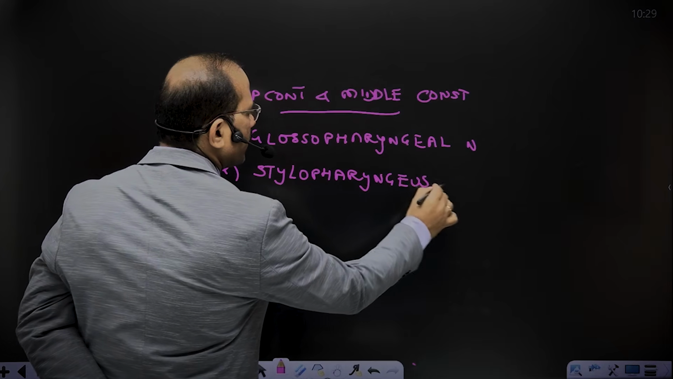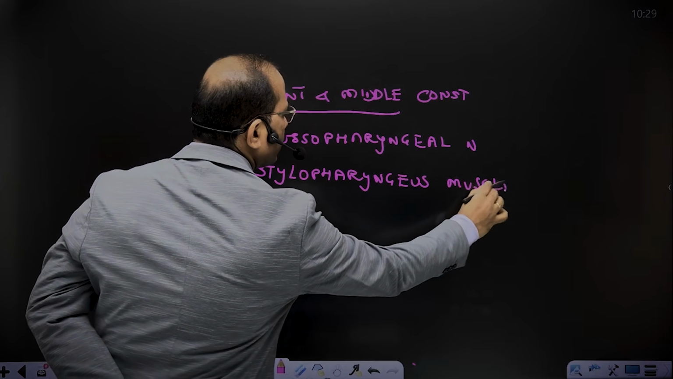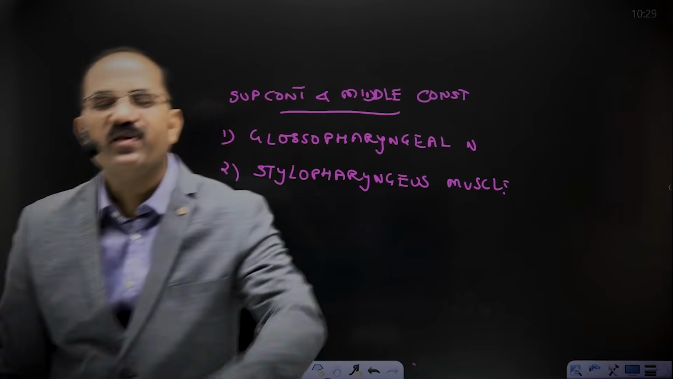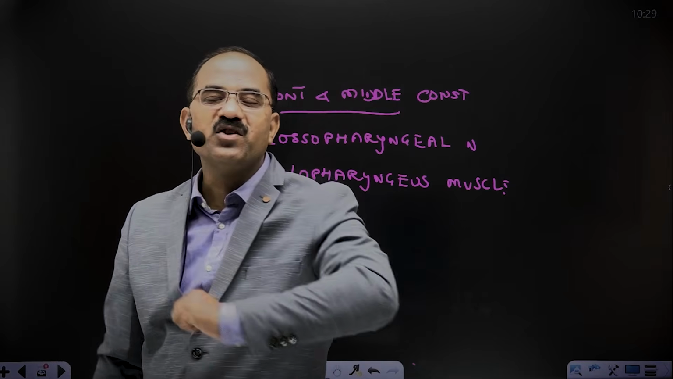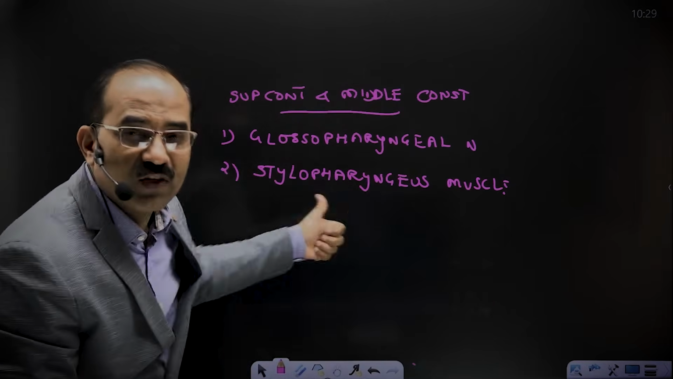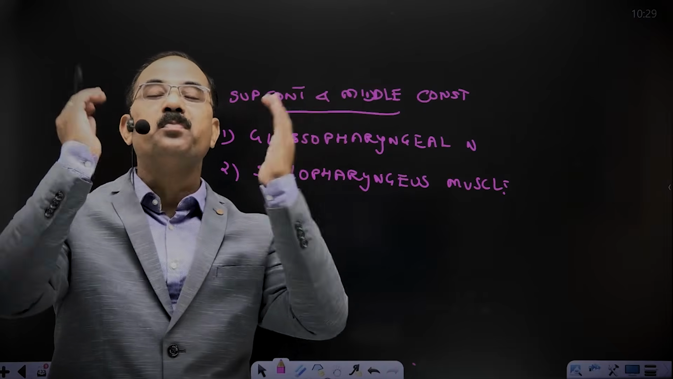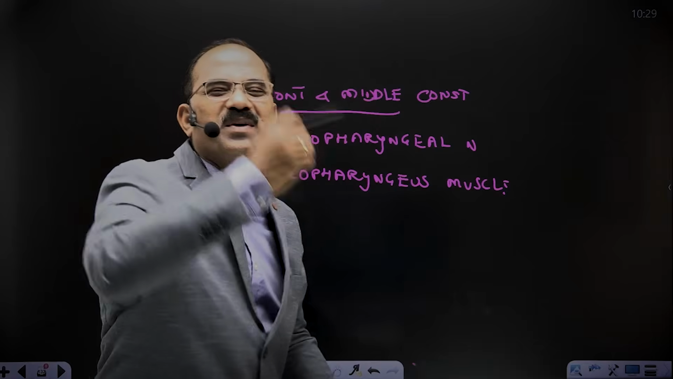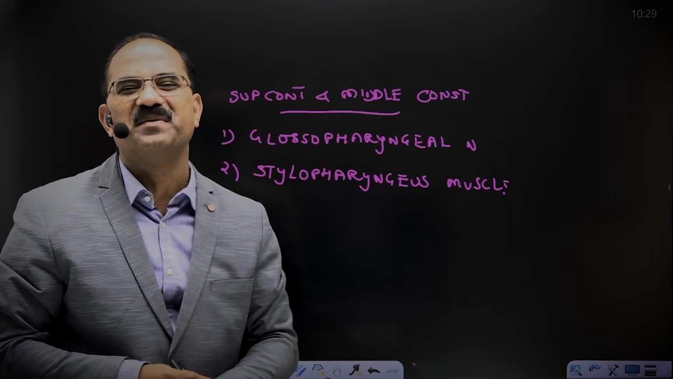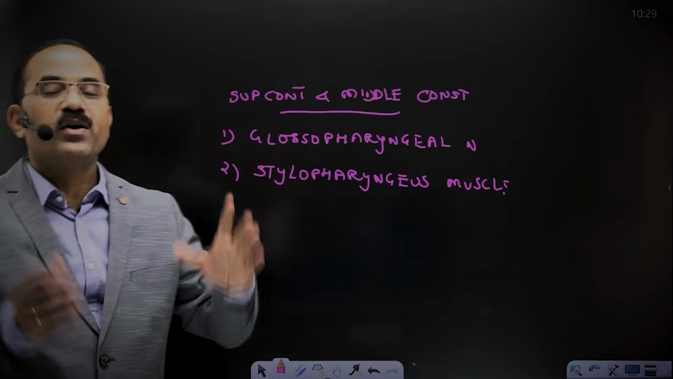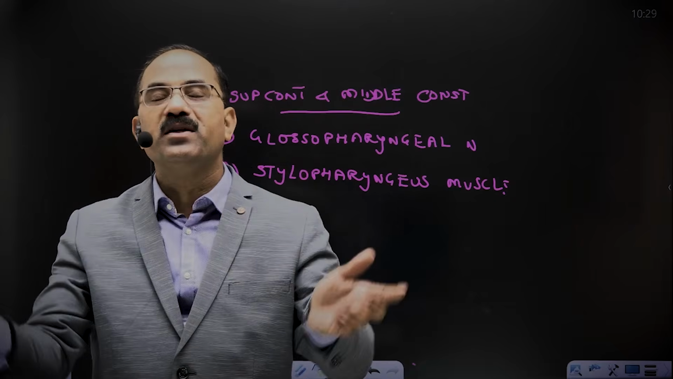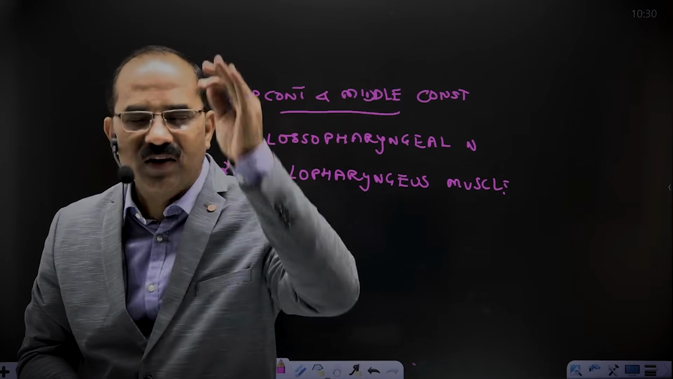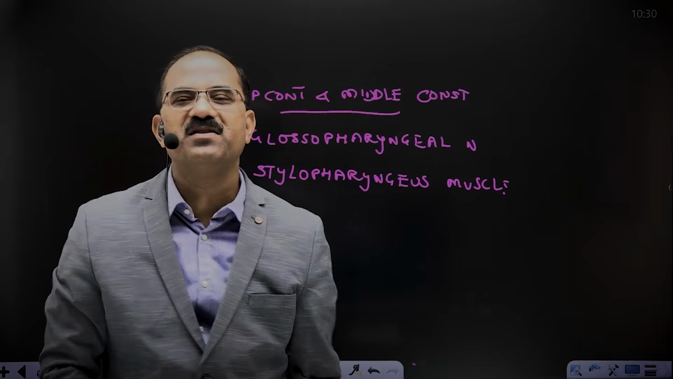Stylopharyngeus muscle. And this stylopharyngeus muscle is a muscle of the third pharyngeal arch. You remember, students, glossopharyngeal nerve supplies the muscle of third pharyngeal arch. To supply this muscle of the third pharyngeal arch, what is the component which the glossopharyngeal nerve should have in its nucleus? Can you tell me this? We've seen this. What is the functional component to be present in the nucleus of glossopharyngeal nerve? That's the special visceral efferent. Very good.